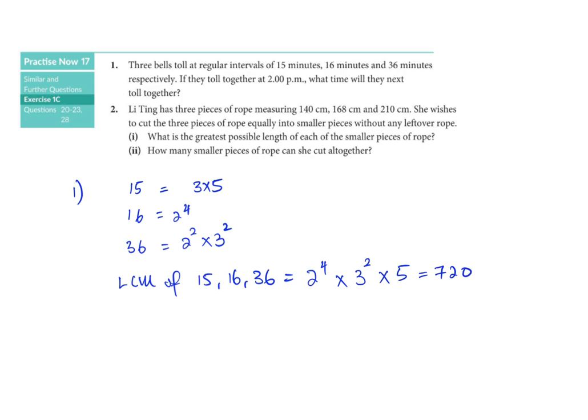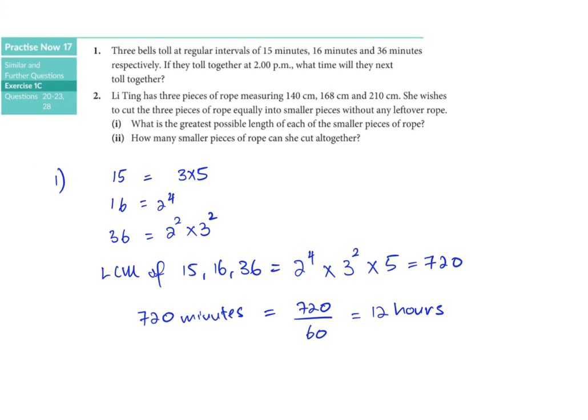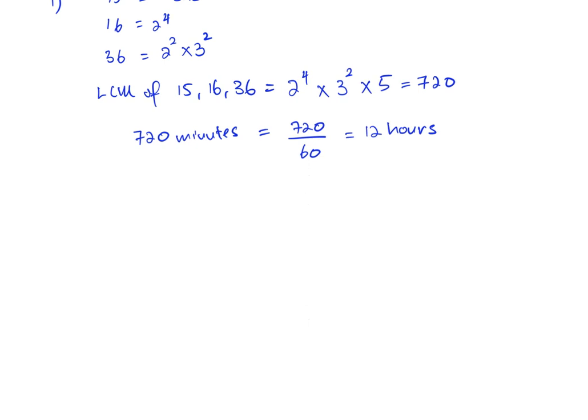So 720 minutes, this is in minutes. If you take a look at the question again, this is in minutes. You need to change it to hours, because it'll be easier to then see what time they toll together again. So this is 720 divided by 60, and that will give me 12 hours. If they toll together at 2 p.m., 12 hours later they will toll again. So 2 p.m., 12 hours later, will be 2 a.m.